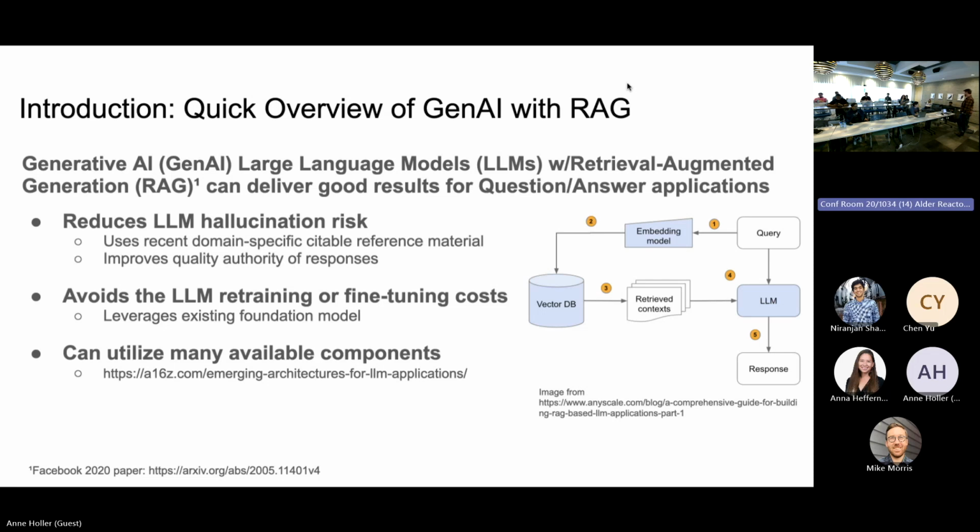So, what's good about RAG? It reduces LLM hallucination. I don't know if anybody's ever tried to make ChatGPT hallucinate. Am I the only one?